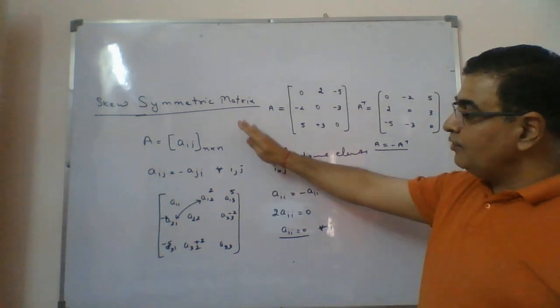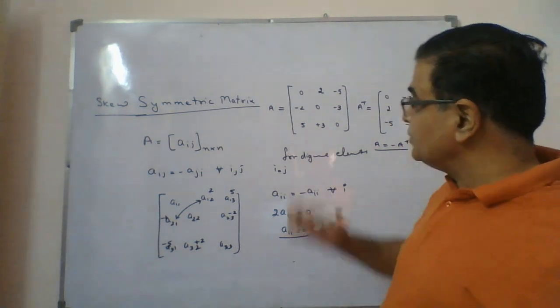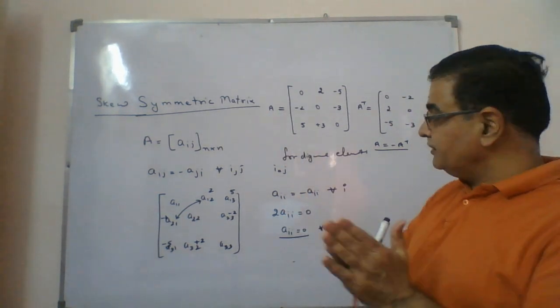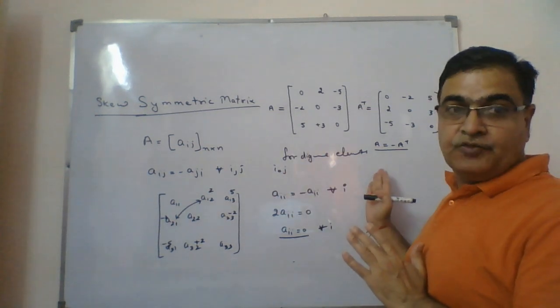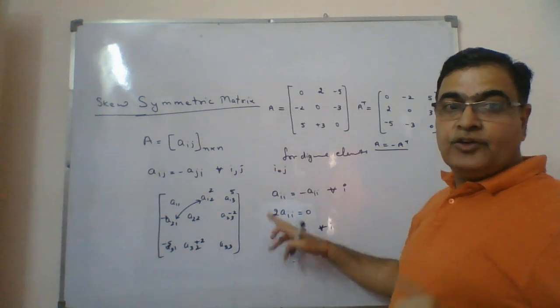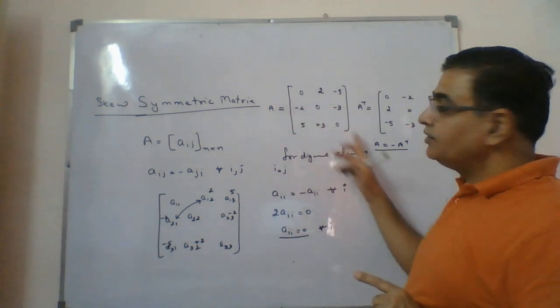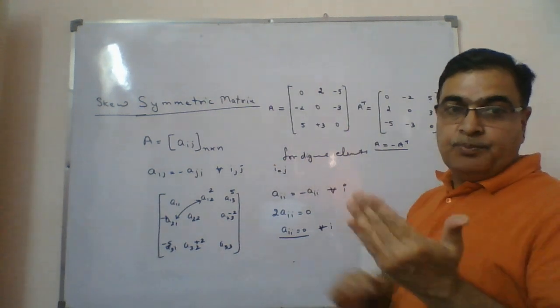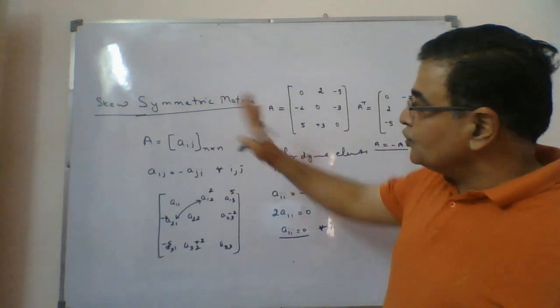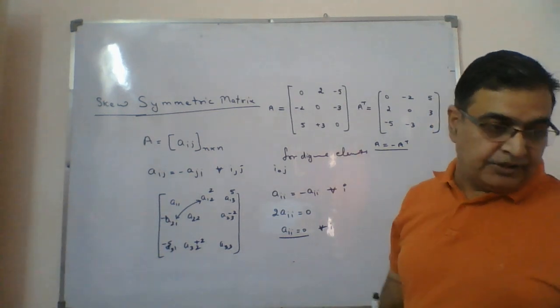So one thing is clear. What is a symmetric matrix? Symmetric matrix means A is equal to A transpose. Skew symmetric means the matrix in which A is equal to minus of A transpose. And here one more important result we got, that the leading diagonal elements have to be 0. Must be 0, all 0. Other elements are simply with minus sign. So this you should keep in mind. This is symmetric matrix and skew symmetric matrix.